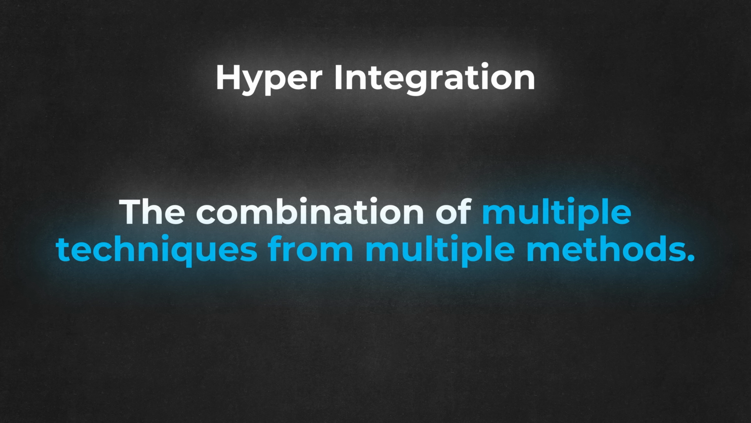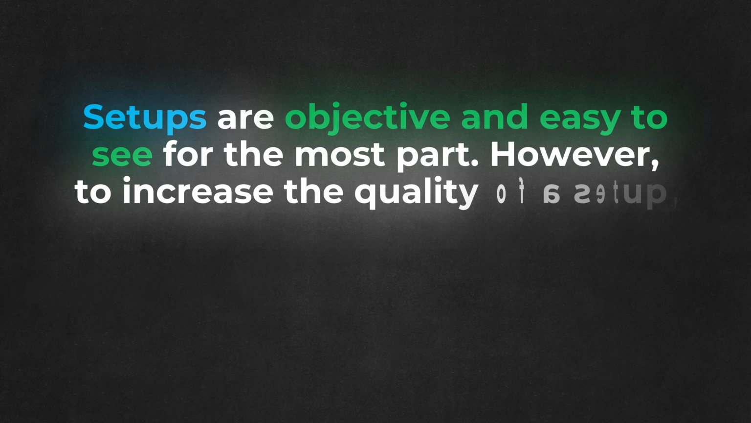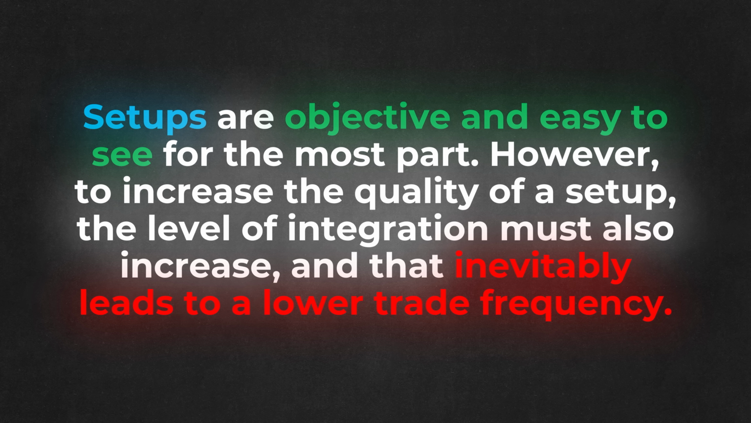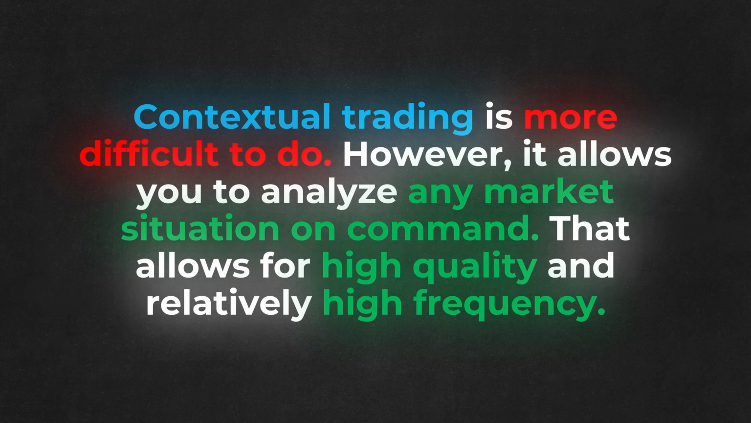Notice that a trader can trade with setups or with contextual analysis. Each one has its pros and cons. Setups are objective and easy to see for the most part. However, to increase the quality of a setup, the level of integration must also increase, and that inevitably leads to a lower trade frequency. Contextual trading, which is done mainly through hyper-integration, is more difficult to do and it can be overwhelming even for experienced traders.